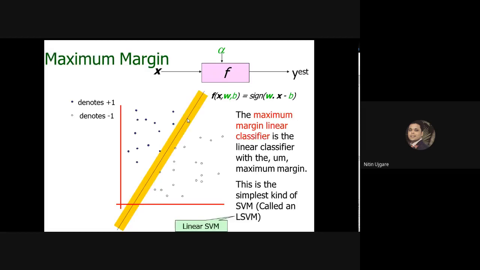So what is the maximum margin? Support vector machine actually tries to find the perceptron which has the maximum margin on both sides of the classes, the maximum margin on the positive side as well as the maximum margin on the negative side. So support vector machine will give us the perceptron which has maximum margin on both sides of the classes, right? This is the simplest kind of support vector machine, and hence it is called linear support vector machine.